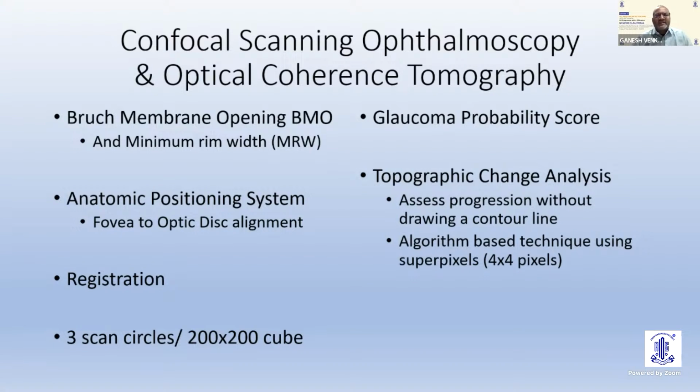The fovea to disc alignment also has to be done because many people have cyclotorsion. The cyclotorsion can range from -7 to +29 degrees. So every time the patient is imaged, the cyclotorsion has to be kept in mind. This is because the registration of these devices is very good, so they will register the image and compare it to the previous images. You also have software like the topographic change analysis and the glaucoma probability score. These are all algorithm-based techniques, and they give you a change probability. So these are all advances in OCT which, for glaucoma purposes, are very, very useful.